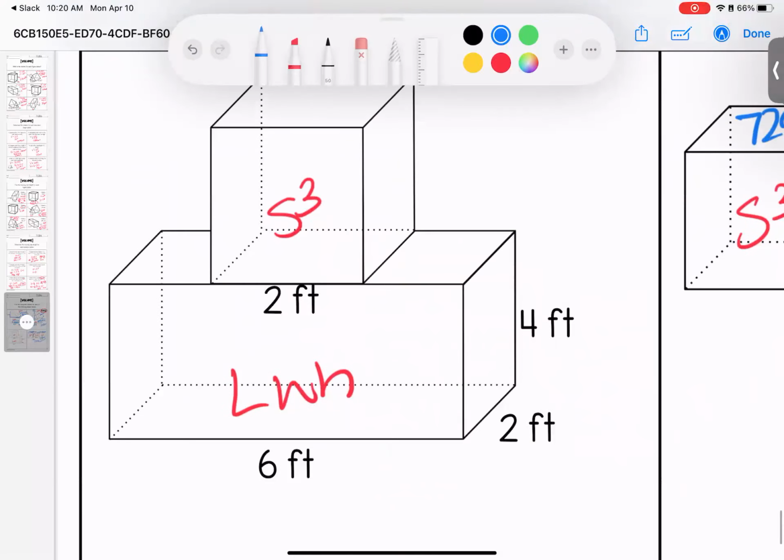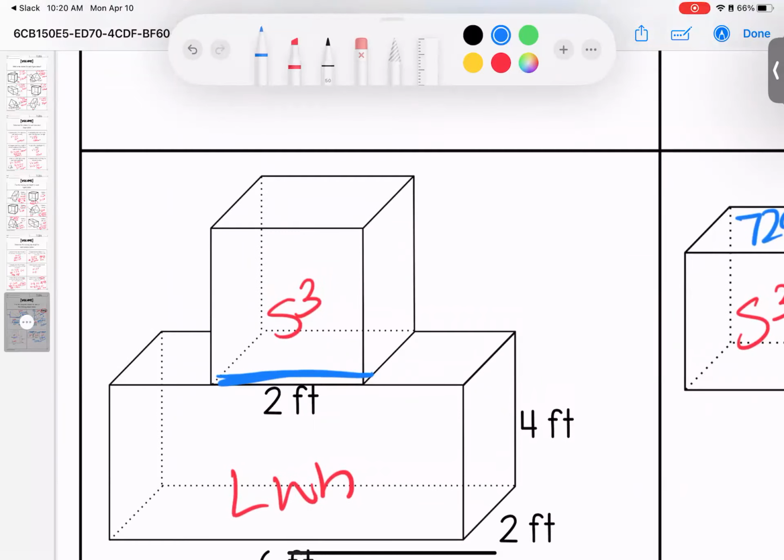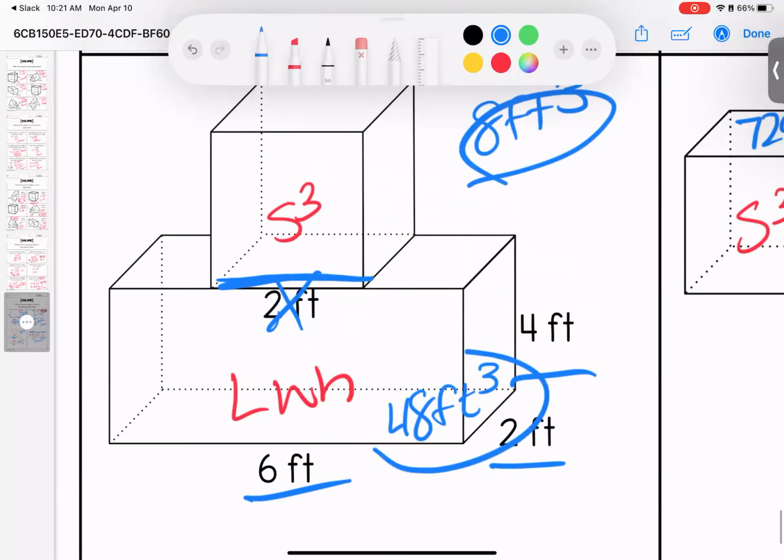Last one, nuggets. Sides cubed, you'll see that this one is labeled as 2. So 2 times 2 times 2, 8 feet cubed. Don't use this for the rectangle though. We have 6 times 2 times 4, which gives us 48 feet cubed. Put our 2 together, we have a total of 56 feet cubed.